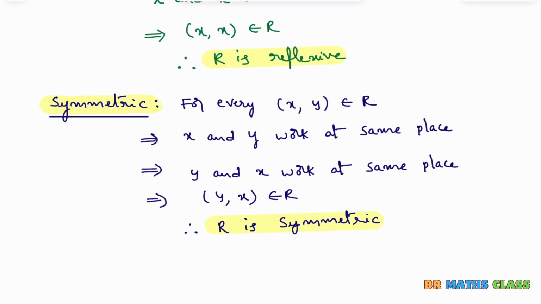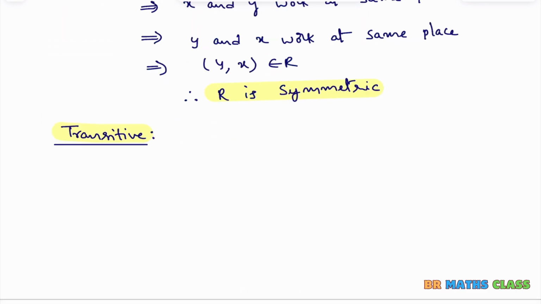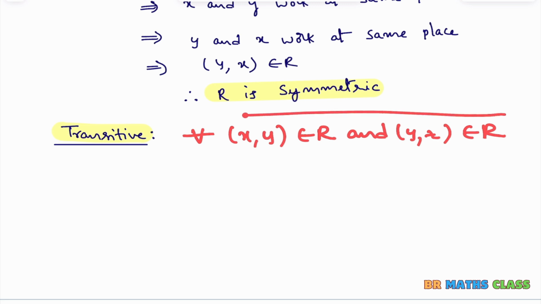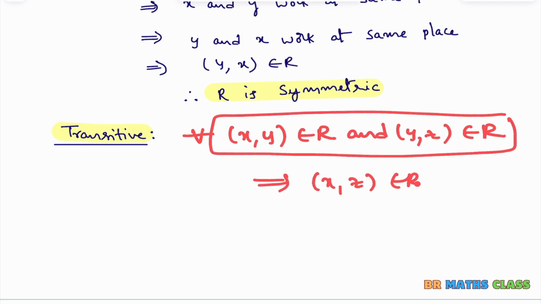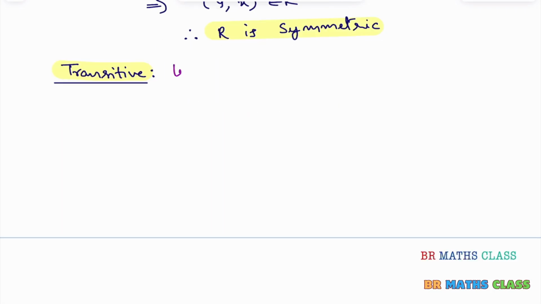Now we'll check the transitive condition. What is the transitive condition? For every pair of ordered pairs (x, y) belongs to R and (y, z) belongs to R, if such pairs exist, then we look at whether (x, z) is there in the relation or not. For such pairs, if (x, z) is there in the relation, then we say that the relation is transitive. First, you take (x, y) belongs to R and (y, z) belongs to R. You take such ordered pairs in the relation.